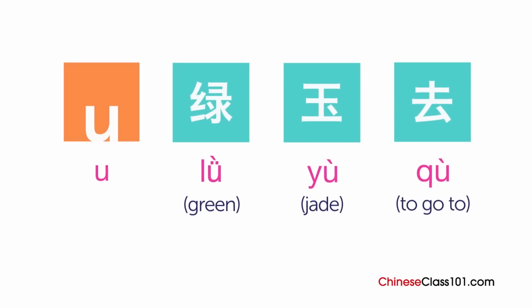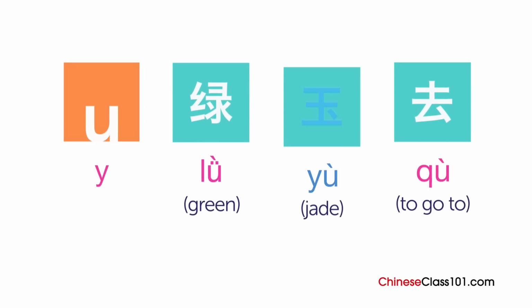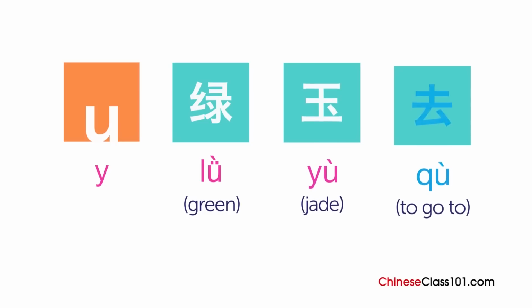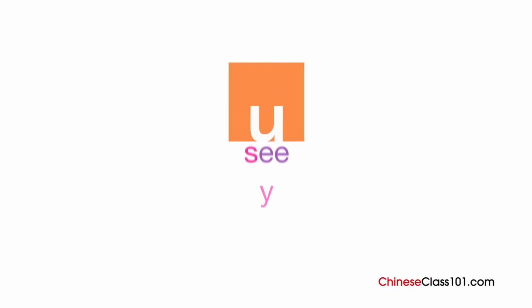When paired with the following, the U changes. 绿、玉、去。 This is like the double E sound in C, but with rounded lips. Try saying the double E in C while rounding your lips. Now listen to how Yinru pronounces this vowel.